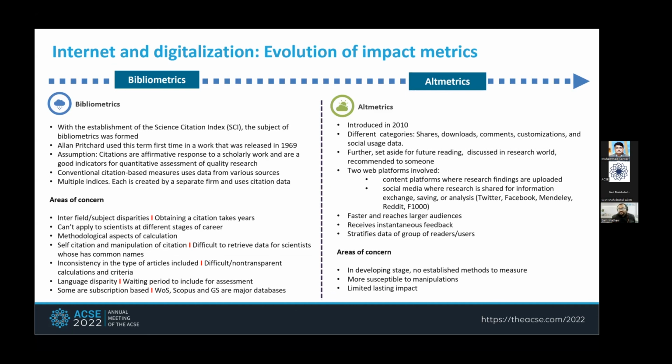Altmetrics collect data in different categories. That means the shares, downloads, comments, customization, and social usage, whether the researcher set aside an article for further reading, discussed it in the research world, recommended it to someone, etc. All these categories or activities of a researcher are tracked and collected by altmetrics.